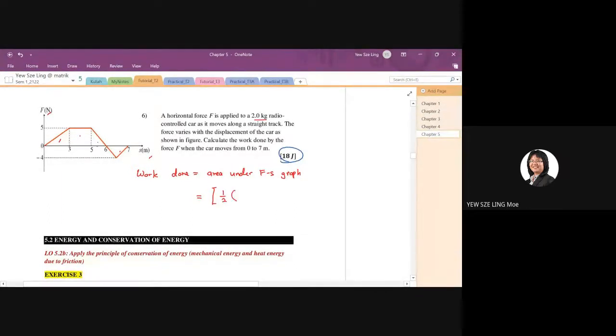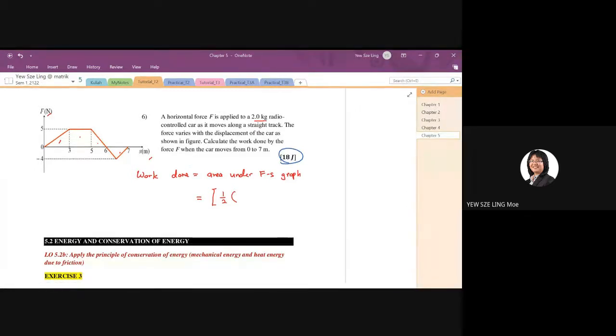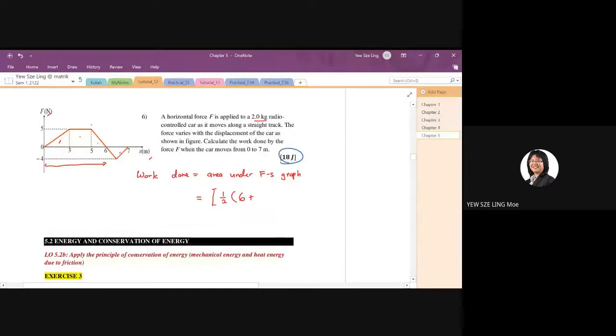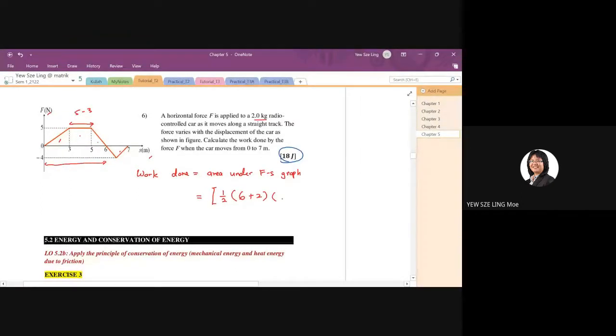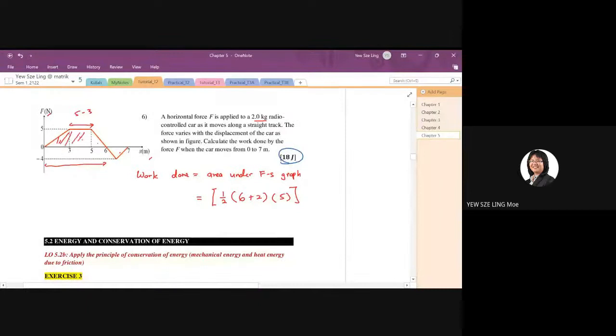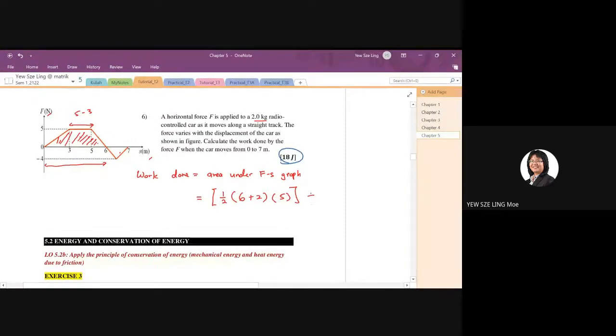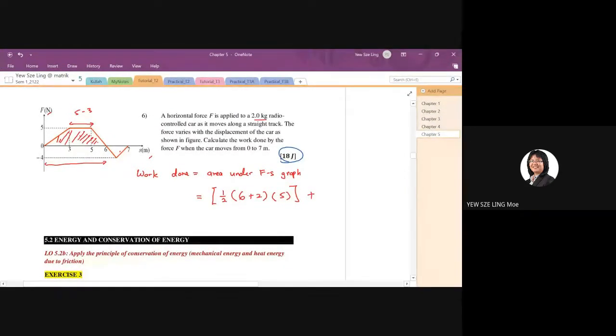So 1 over 2. Let me see how I am going to calculate it. I'm going to add the base first. The base is here, which is 6, and then plus the length here. This one is 2 because it's 5 minus 3. So 2 times the height of the trapezium, which is 5. So this is the positive area. I calculate the positive area first by using the first square bracket. So minus or plus, I'm going to use plus, because total area. Aha, this is the tricky part.